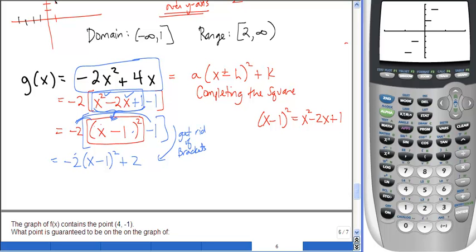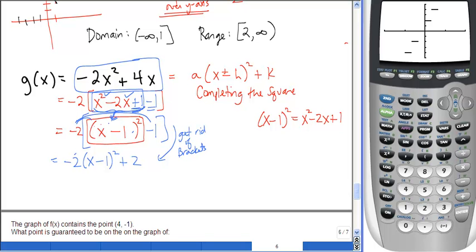First you factor out that -2, then you take half of this middle coefficient, and that's the number that's going to go in the parentheses squared. Figure out what the constant needs to be on the end, add it and subtract it within the brackets, and then distribute that -2 across and simplify.